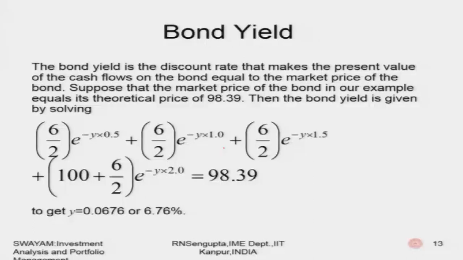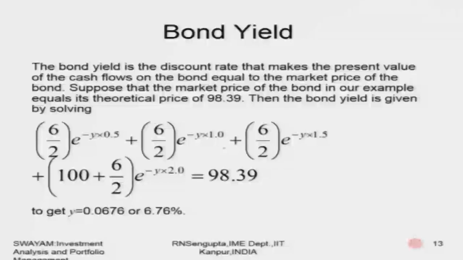Now, I want to find out the bond yield. I found out the bond price, so I want to find out the bond yield. The bond yield is the discount rate that will make the present value of the cash flow on the bond exactly equal to the market price. We have already found out the market price, which is 98.39.